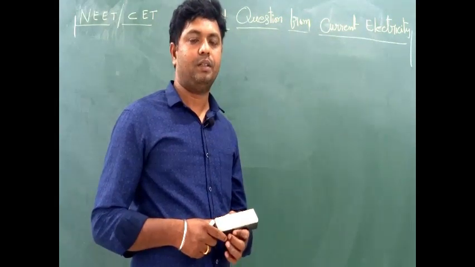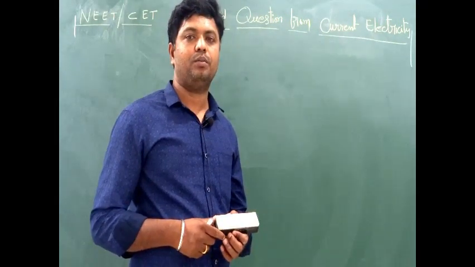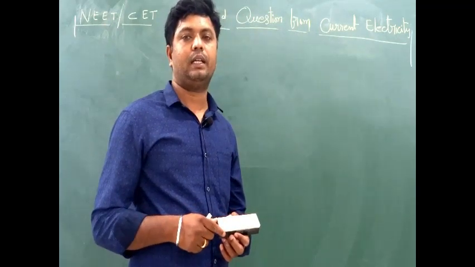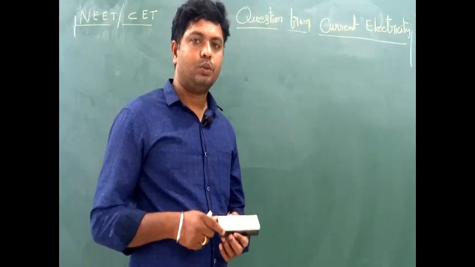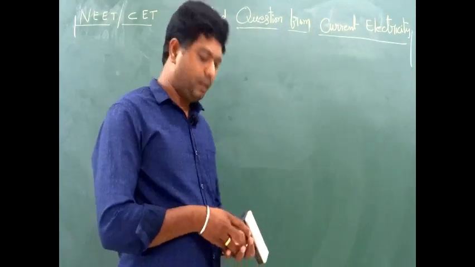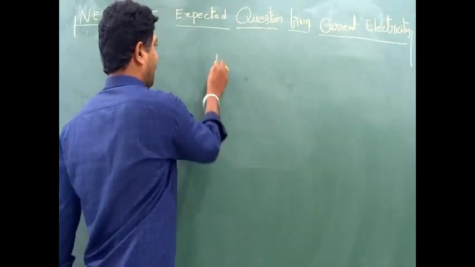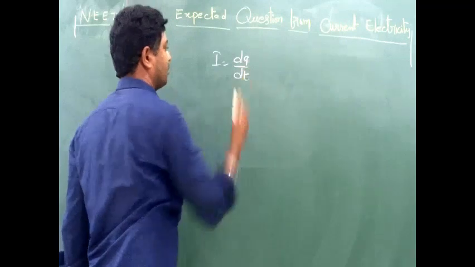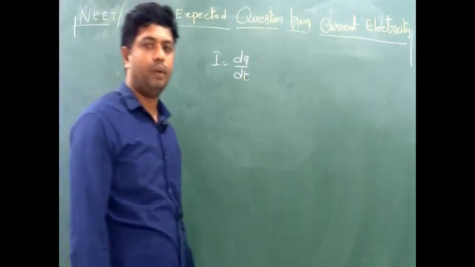Today we are going to discuss some important topics which are expected questions from the current electricity chapter. In this chapter, the first one is the current. According to the definition of current, I is equal to dq by dt. Current I is equal to dq by dt.